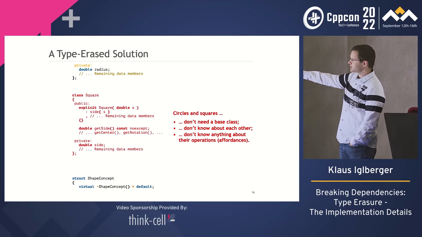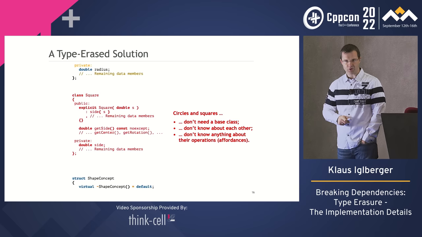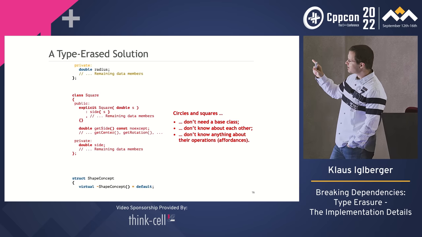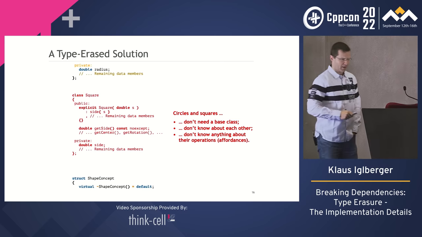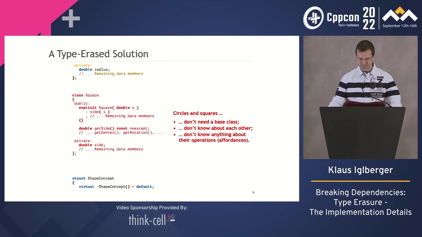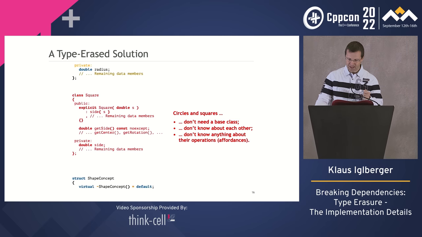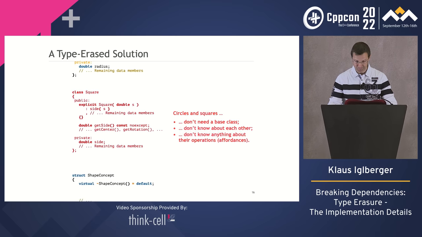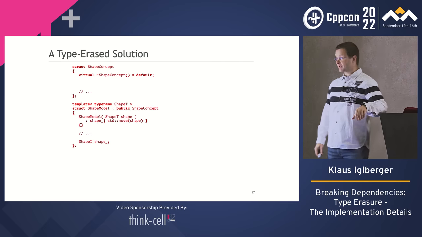And also super important, they don't know anything about any operation. They don't know about drawing, they don't know about serialization, rotation, translation. They are just totally oblivious of anything that you might want to do on them. And this is great, because this is decoupling. But how do we get the behavior into circles and squares? So, for instance, drawing. Now, for that purpose, we start with an external hierarchy.